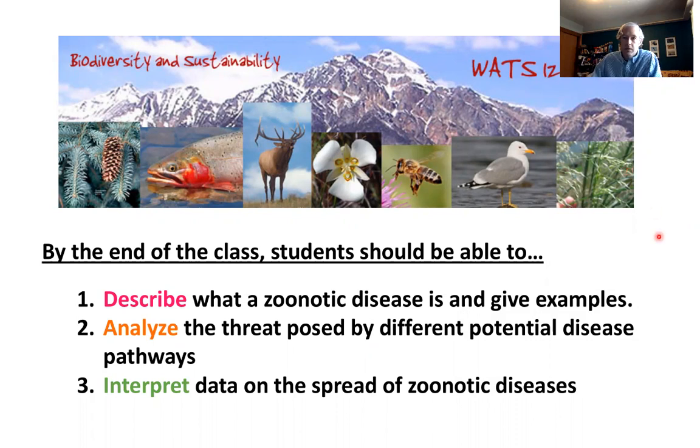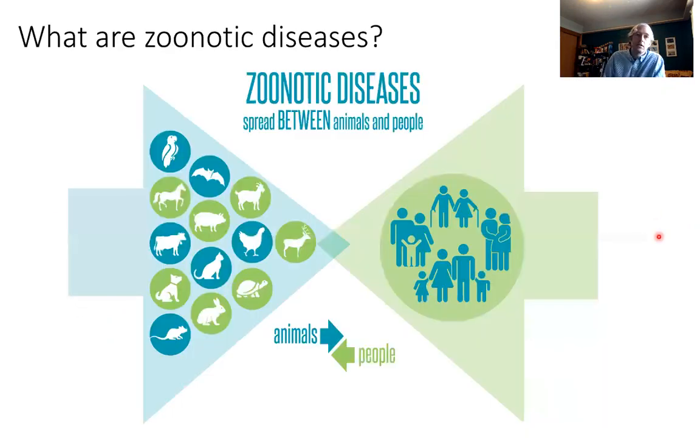So the first thing we're going to talk about is, well, what are zoonotic diseases? Zoonotic diseases are any disease that can spread between animals and people. So these might be situations where there is a disease that exists in some group of animal species. That animal species acts as a reservoir, and if people come into contact with that particular species, they can pick up the disease directly from the animal.